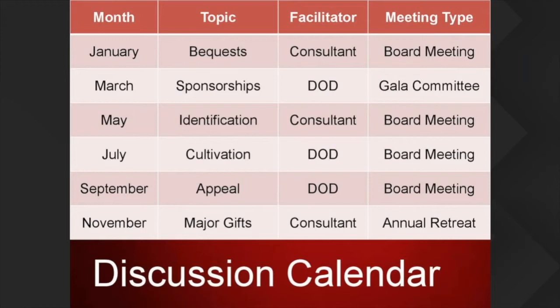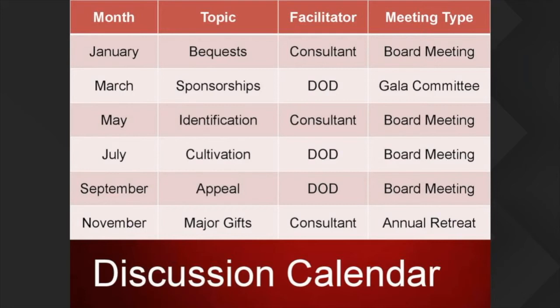So let's use my example of bequests. Why on earth would you have a discussion about bequests at your board meeting? Well, if you want to solicit bequests, ask for gifts in people's wills, it's got to start at the board level, and your board members need to be comfortable with the topic and understand why it's important and why they should be soliciting bequests and why they're important to your organization.